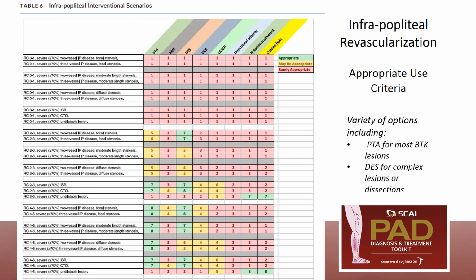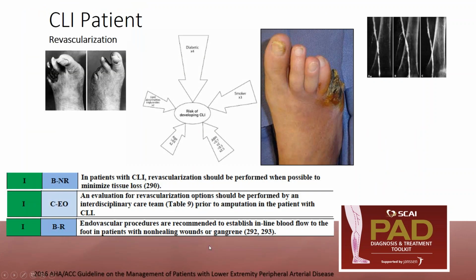You can use DES for complex lesions or dissections, but really you're looking at PTA alone, in green, with DES as needed if the patient has flow-limiting dissections or restenosis.